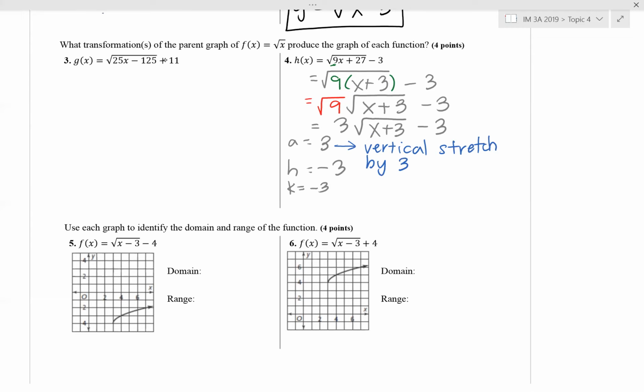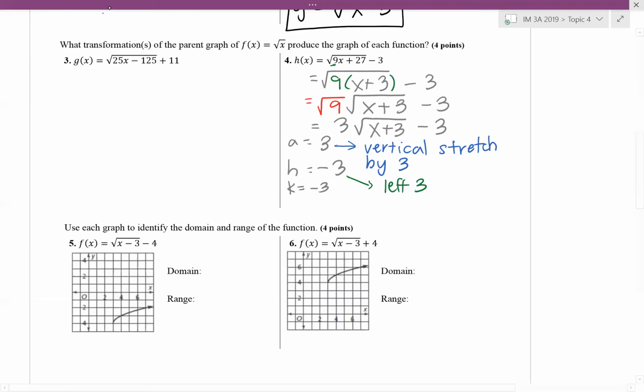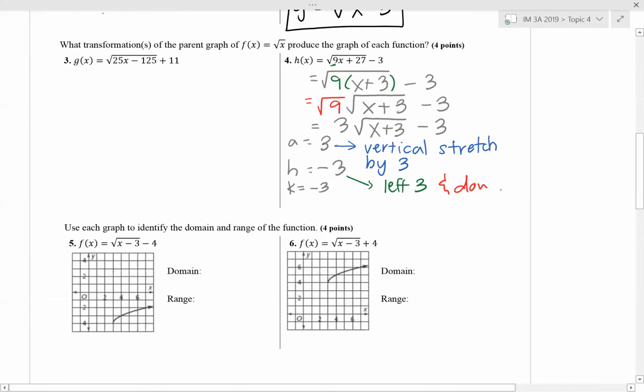And then H and K together tell us that this is a translation to the, sorry, not to the right, to the left 3, because H is negative, and down 3 because K is negative. So this is a graph of a square root that has been given a vertical stretch by 3, a translation left 3, and down 3.